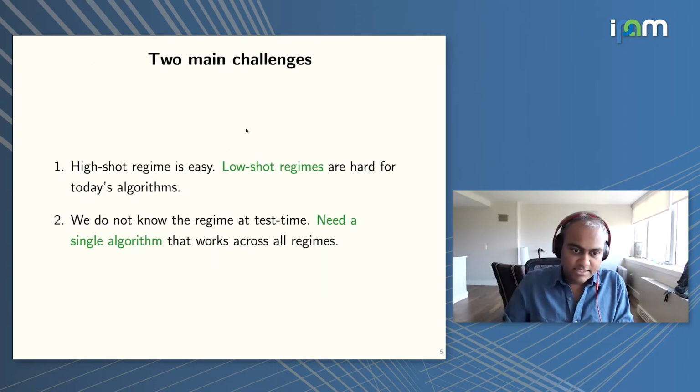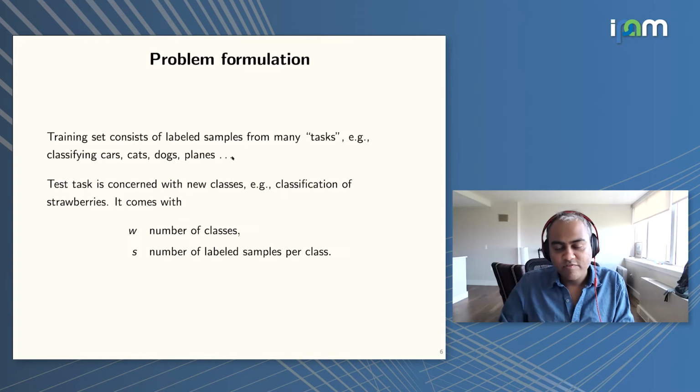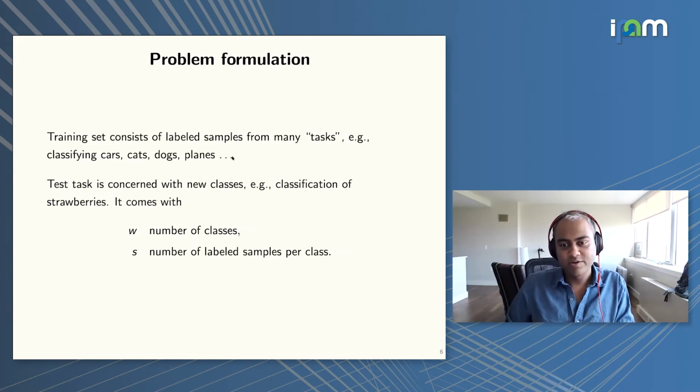The moral of the next few minutes will be that the high shot regime is easy. We know how to do it fairly well. We are going to look at the low shot regime. The problem formulation in few shot learning would typically be like this.